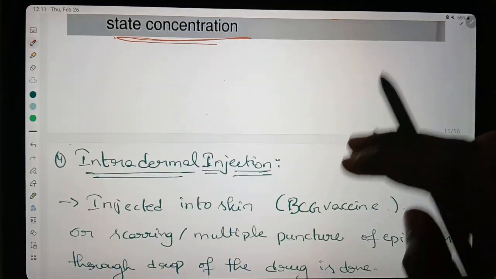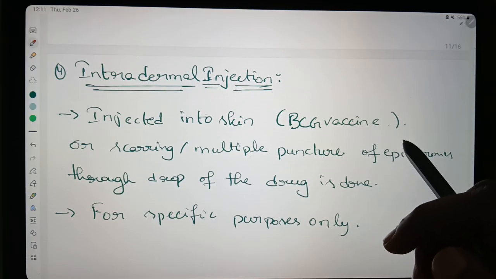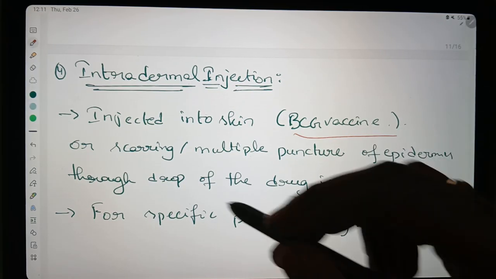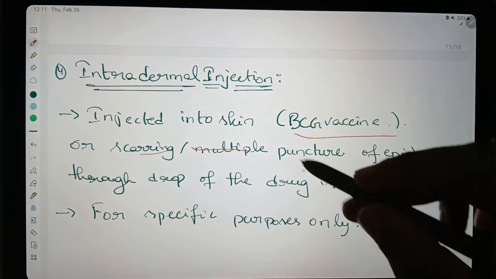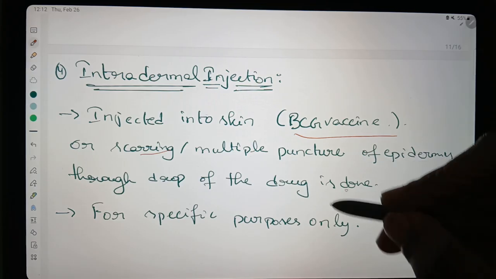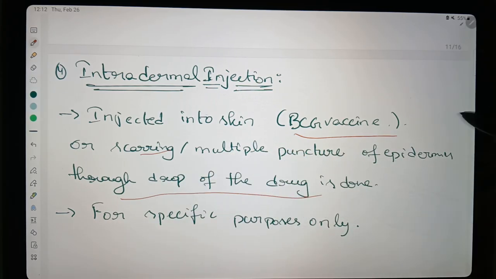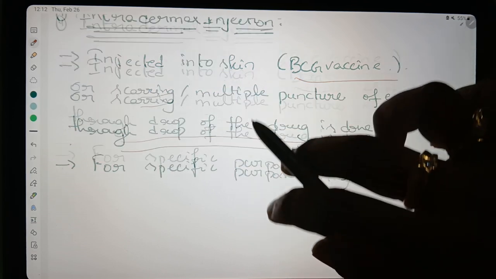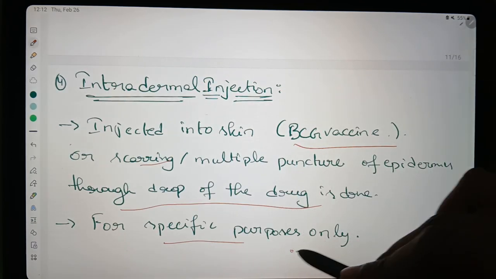And then last, intradermal injection. It is injected in the skin, for example the BCG vaccine, or by scarring or multiple puncture of the epidermis through a drop of drug. Intradermal is used for specific purposes only.